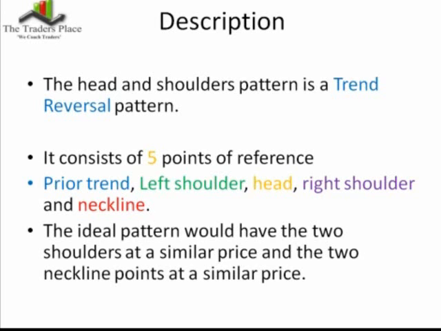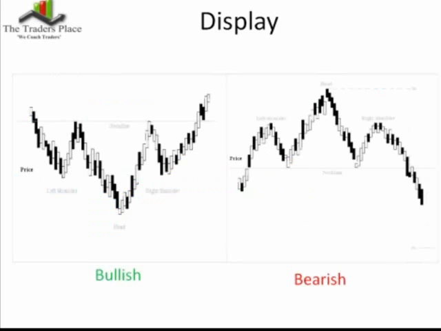The ideal pattern would have the 2 shoulders at a similar price and the 2 neckline points at a similar price, as illustrated on the next slide. This is what would be considered perfect patterns. We have a bullish one on the left-hand side, and we can see the left shoulder and the right shoulder are at similar price levels, and the neckline is perfectly horizontal, and the head is below the 2 shoulders. On the bearish side, we've got it the other way around. Left shoulder, head, and right shoulder are pointing upwards with an almost perfectly horizontal neckline. And a break below that neckline constitutes a trigger.